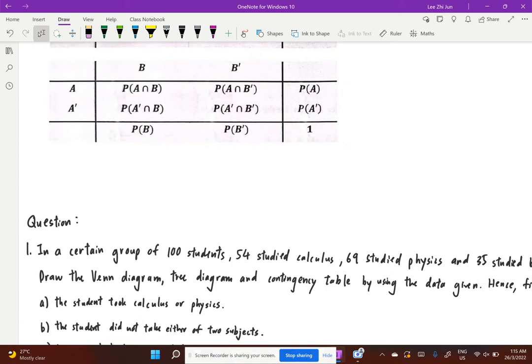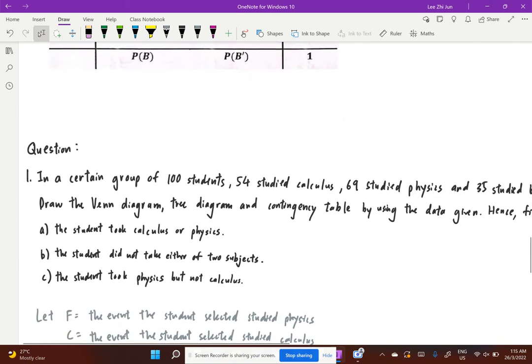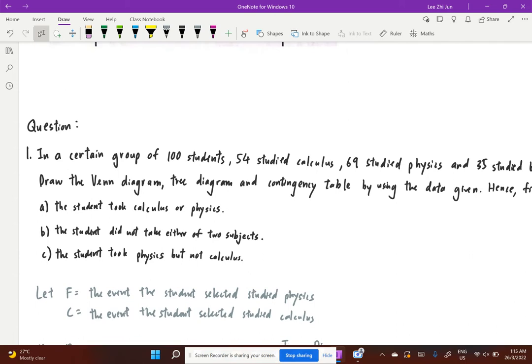So that is A union B. B, the students did not take either of the two subjects, so the two circles outside. And C, the students took physics but not calculus. So first we draw the Venn diagram, the tree diagram first.